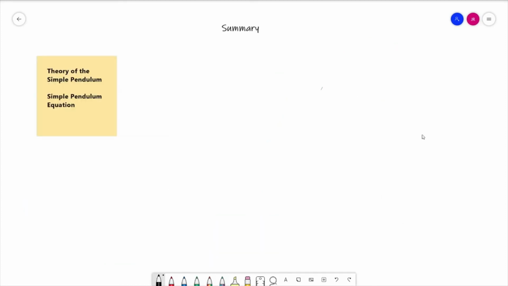So to summarise the lesson then, what we've looked at in this video is the theory of the simple pendulum, and then obviously the key equation that we've got out of that is the simple pendulum equation, which is T is equal to 2 pi root L over g.